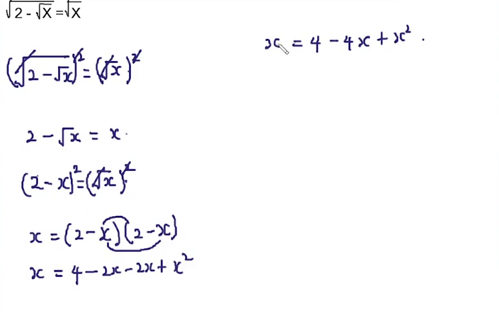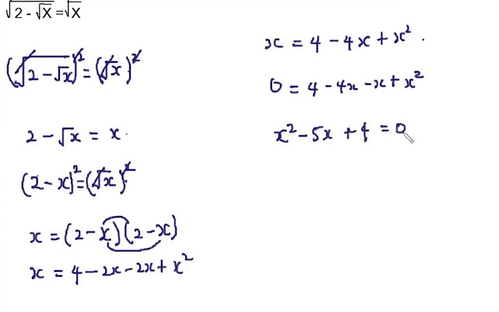So we'll be moving this x over to this side. So this is plus x, moving over to this side becomes minus x. So we have 0 is equal to 4 minus 4x minus x plus x squared. We can still rewrite this as x squared minus 4x minus x, which is minus 5x, plus 4 is equal to 0. So we have a quadratic equation on our hands. We need to solve this quadratic equation.